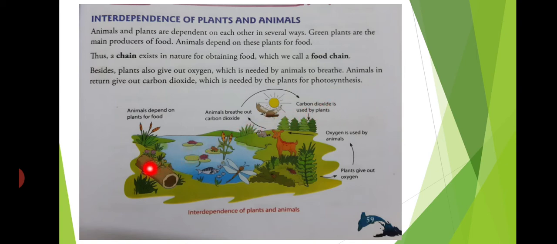So here, children, let's have a look at the picture given in your textbook showing animals depend on plants for food. Animals breathe out carbon dioxide and carbon dioxide is used by the plants and oxygen is used by the animals, and plants give out oxygen. So you can see how they are depending on each other for many things.